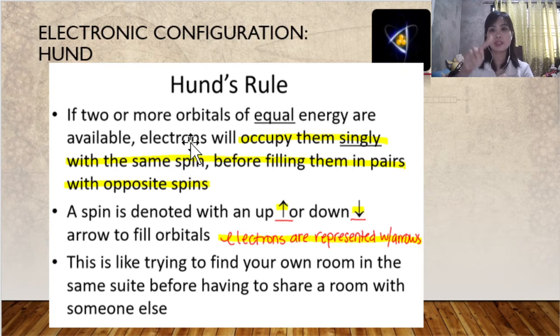So we have to start with 1, okay, upper or up, first arrow up lahat bago ka babalik sa isang orbital. Mamaya ipapakita ko sa inyo. Okay, spin is denoted with an up or down arrow. So actually they are also electrons. Okay, this is like trying to find your own room in the same suite before having to share a room with someone else. So, mura nagapangita pa si electron sa iyang room bago siya magbalik o bago siya makishare.